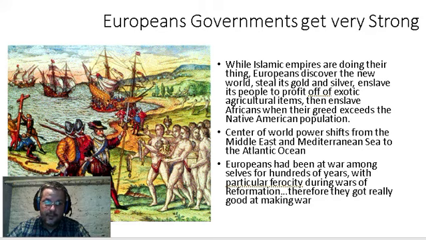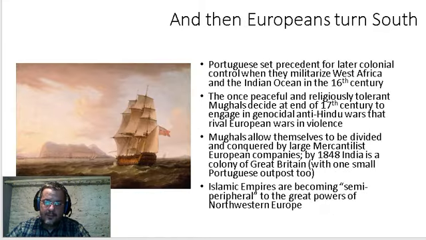Okay, so what you've seen here is a really dense summary of why by 1800 the small countries of Western Europe really were the most powerful countries in the world. So that is the end of our first week.